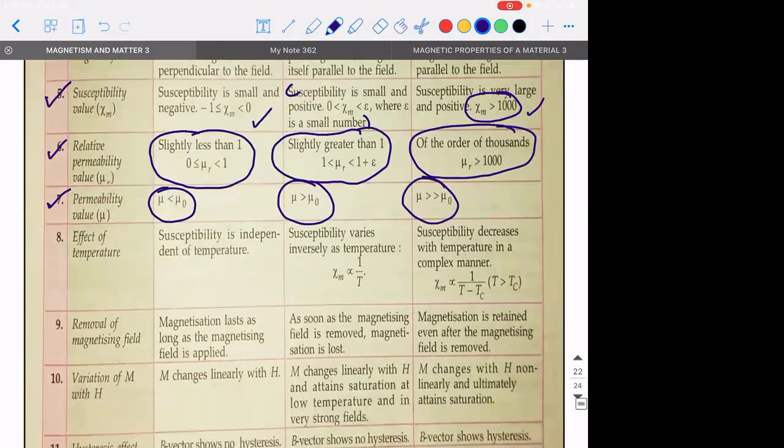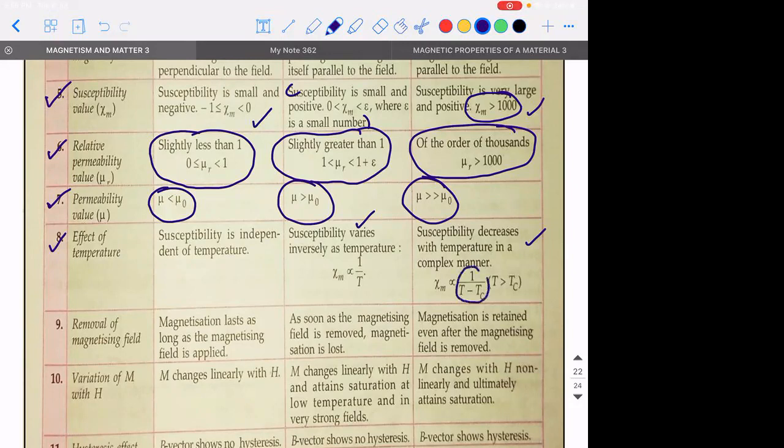The next is, what is going to be the effect of temperature on a diamagnetic substance? The susceptibility of a diamagnetic substance is independent of temperature. Whether you raise the temperature or chill it down, it is never going to get magnetized. So it has nothing to do with susceptibility. Whereas with respect to a paramagnetic substance, the susceptibility varies inversely with temperature. That is, as you keep increasing the temperature, the material will tend to lose its magnetic property. With respect to a ferromagnetic substance, susceptibility decreases with temperature in a complex manner.